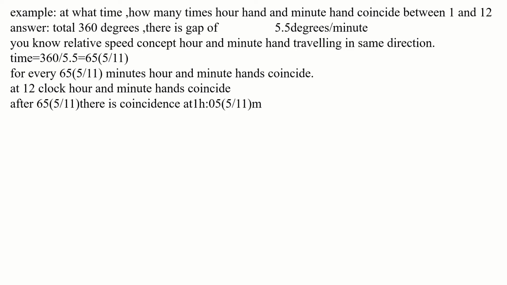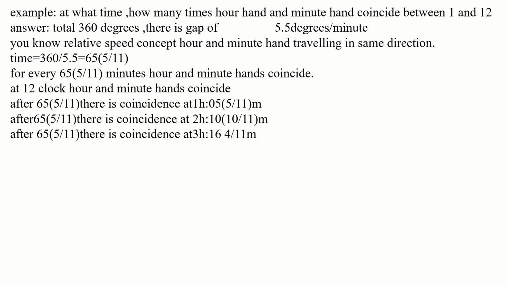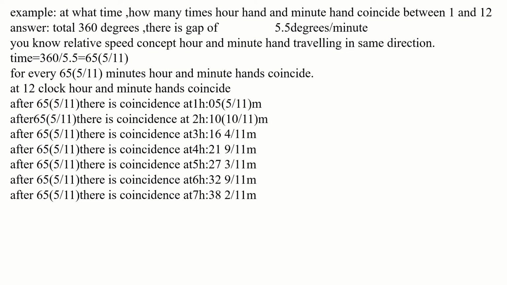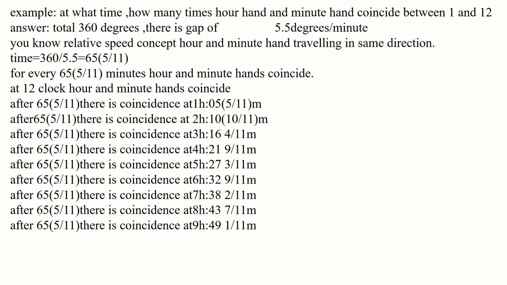there is another coincidence. If we add 65, 5 by 11. So at 2 hours, 10 minutes, 10 by 11, you get another coincidence. Like this, you get at 3 hours, 16 minutes, 4 hours 21 minutes, 5 hours 27 minutes, 6 hours 32 minutes. Some fractions are there, so it is negligible. So 7 hours 38 minutes, 8 hours 43 minutes, 9 hours 49 minutes, 10 hours 54 minutes.